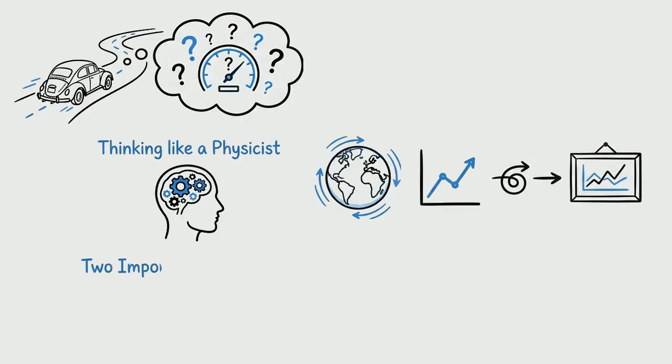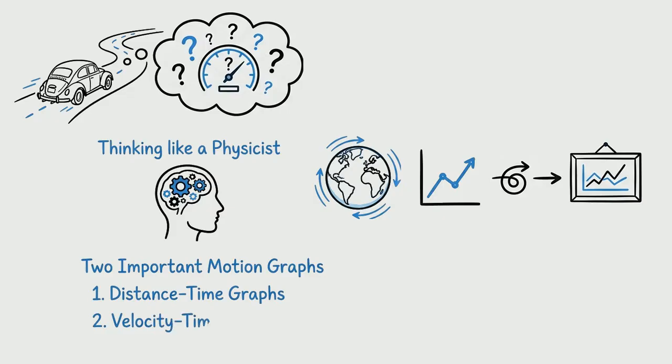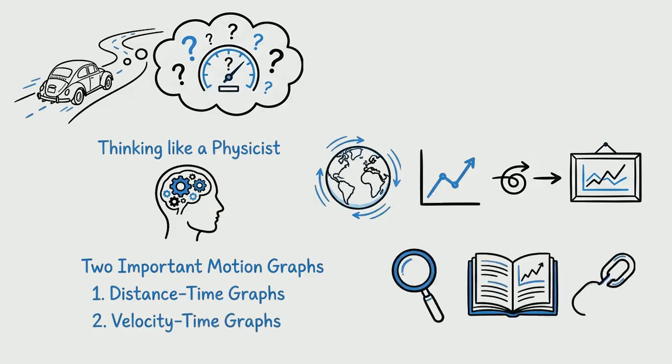In physics, two of the most important motion graphs are distance time graphs and velocity time graphs. Let's break down what each one shows, how to read them, and how they connect. Start with distance time graphs.